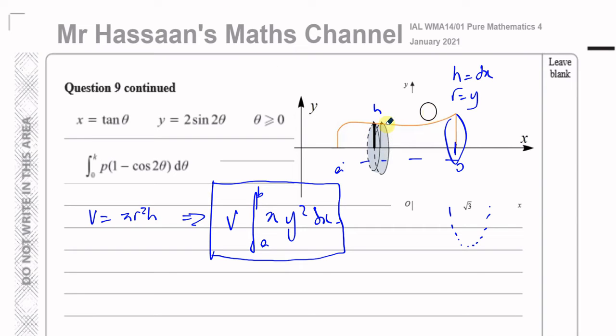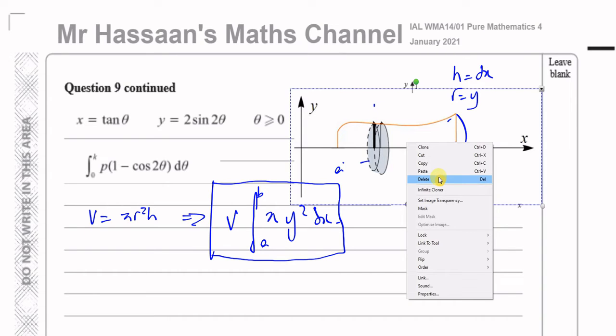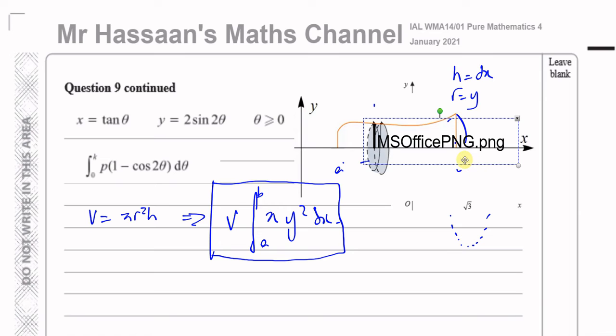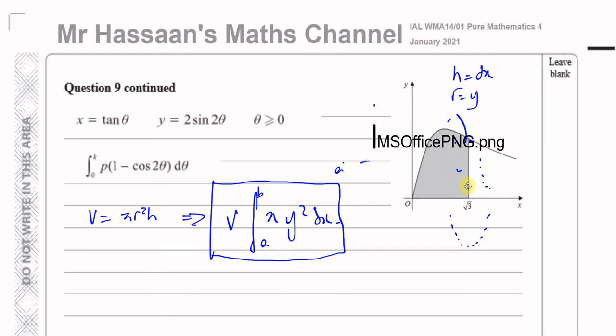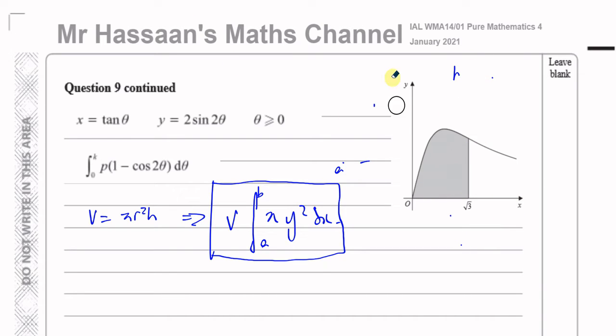Okay, so now let me just get rid of this. We've got to kind of refer it to this. Let me just get rid of all of these things. Okay, so now we have here our thing that we need to find the area or the volume of revolution.